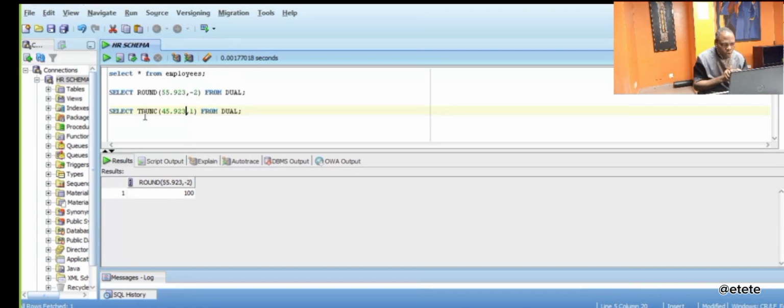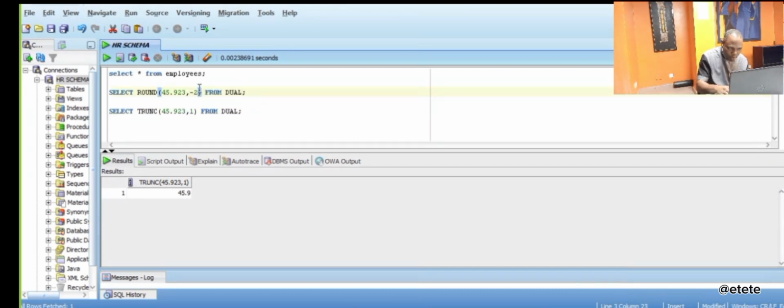Now I am telling trunk to trunk this. Trunking 45.923 into one decimal place because of the 1, meaning I'm trunking the what? The right hand side of the decimal. So when I run this, what will it give me? 45.9. Can you see that? To one decimal place. So it will just chop off the other ones, which is the same thing that round will give us, but you will see where the difference will be.